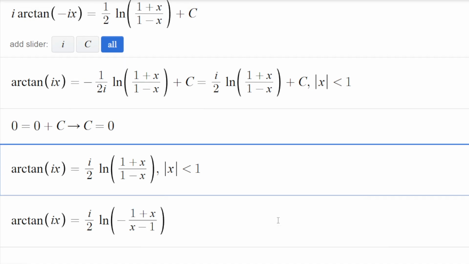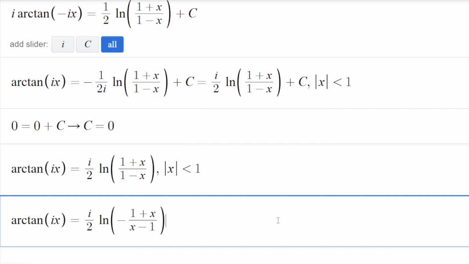Well, what we can do is you'll notice right here, if our x was actually greater than 1, we'd introduce a negative. So let's just go ahead and introduce this negative, and then you'll notice I also divided by a negative 1. So I multiplied by negative 1 and divided by negative 1. And I just flipped the 1 minus x to an x minus 1.